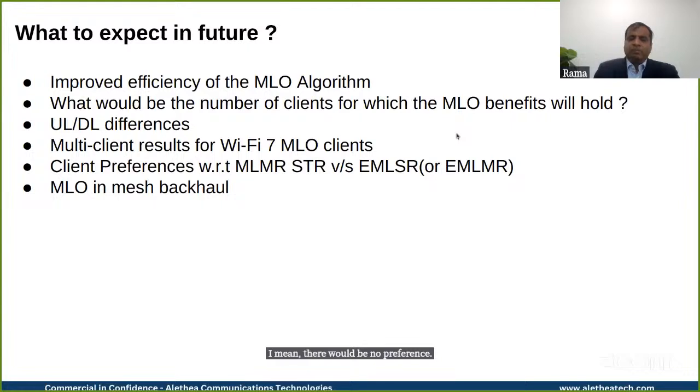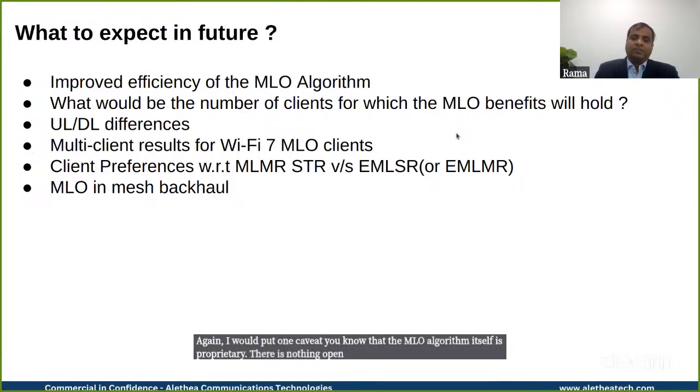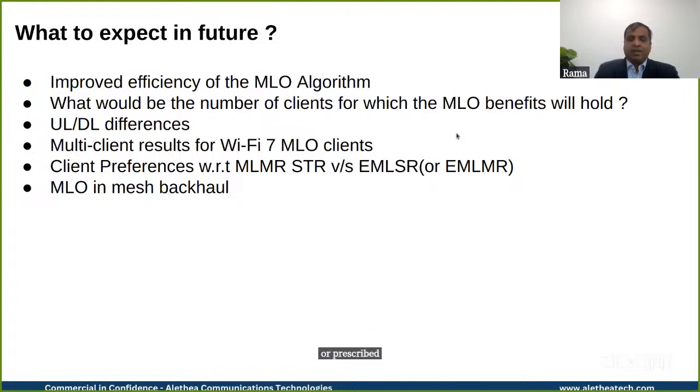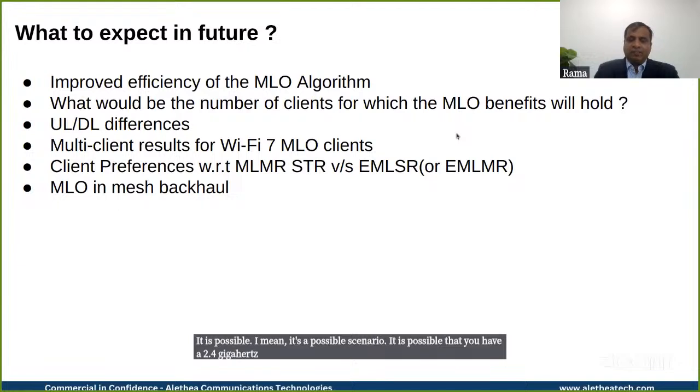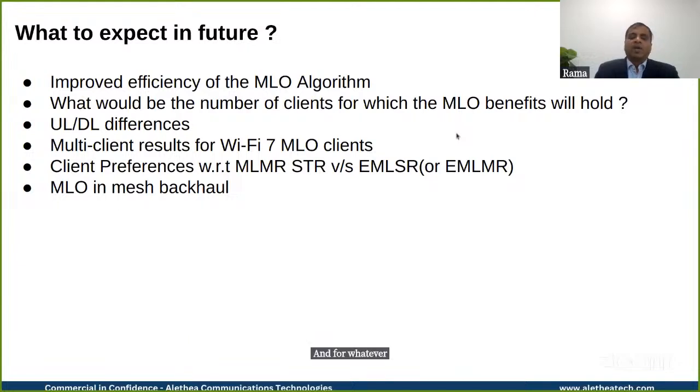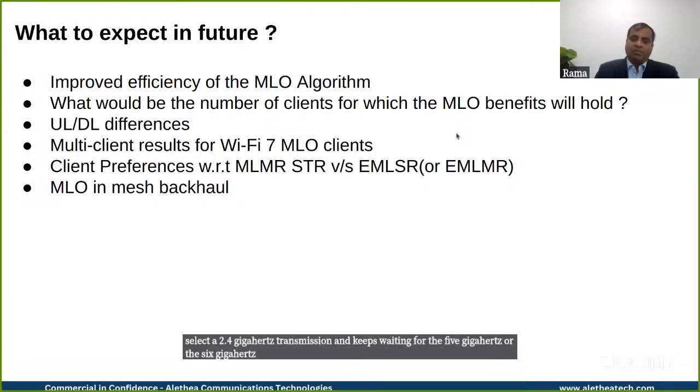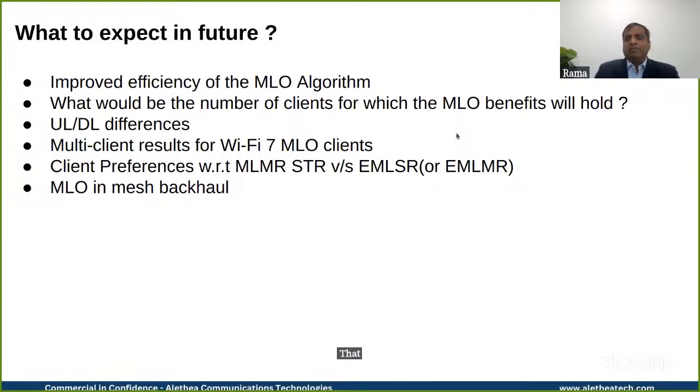Again, I would put one caveat, that the MLO algorithm itself is proprietary. There is nothing open or prescribed by the specification. It is possible that you have a 2.4 gigahertz, 20 megahertz channel, and for whatever reason, the MLO algorithm does not like to select a 2.4 gigahertz transmission and keeps waiting for the 5 gigahertz or the 6 gigahertz channel to become non-busy. That's a possibility, but at a top level, there is no preference.